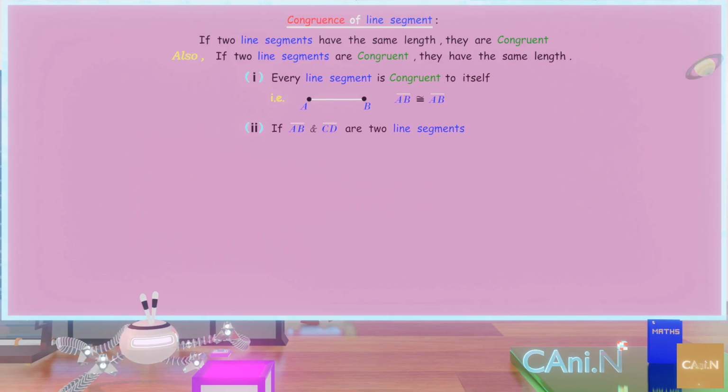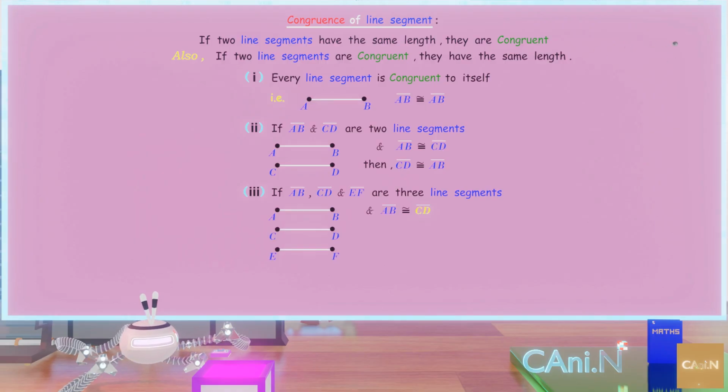Also, if AB and CD are two line segments, and AB is congruent to CD, then CD is congruent to AB. And if AB, CD, and EF are three line segments, and AB is congruent to CD and CD is congruent to EF, then AB is congruent to EF.